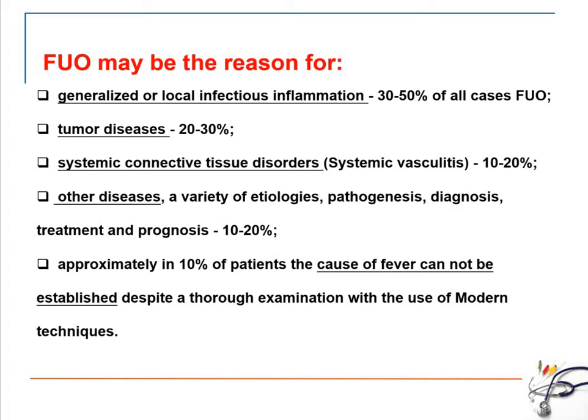Fever of unknown origin may be the result of generalized or local infectious inflammation in 30 to 50% of all cases. The second reason is tumor diseases, about 20 to 30%. Systemic connective tissue disorders like rheumatoid arthritis, systemic lupus erythematosus, systemic vasculitis, Still's syndrome in adults, about 20%. Other diseases, a variety of etiologies, pathogenesis, diagnosis, treatment, and prognosis, 10 to 20%. And approximately in 10% of patients, the cause of fever cannot be established, despite a thorough examination with the use of modern techniques.